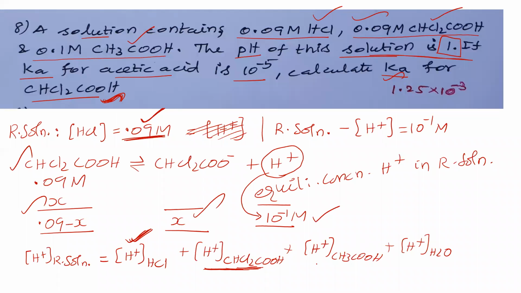Then we have to consider the H plus contribution by acetic acid. We have to consider the acetic acid Ka value. Ka for acetic acid is given as 10 power minus 5. That means acetic acid is dissociating to a very small extent. In the presence of HCl, HCl is showing the common ion effect. Therefore, the extent of dissociation of acetic acid decreases still further. Therefore, the acetic acid contribution of H plus we can neglect when compared to the contribution of HCl. So, we are neglecting the acetic acid contribution.